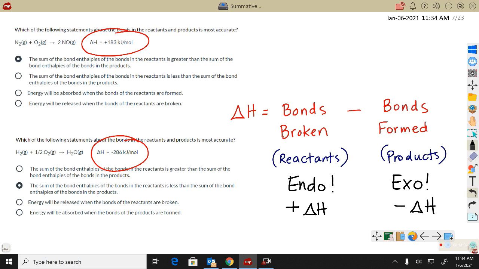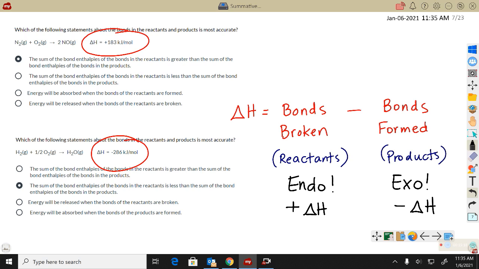In the first option, it was a positive delta H. So you had to add more energy to break the bonds on the reactant side versus the amount of energy released when the new bonds formed on the product side. Of course, energy was still released when the new bonds formed. It was just less than the amount of energy I initially needed to add.